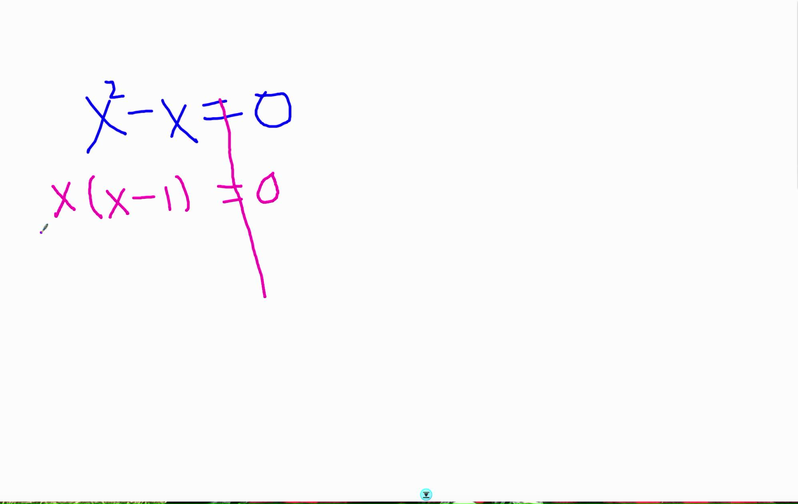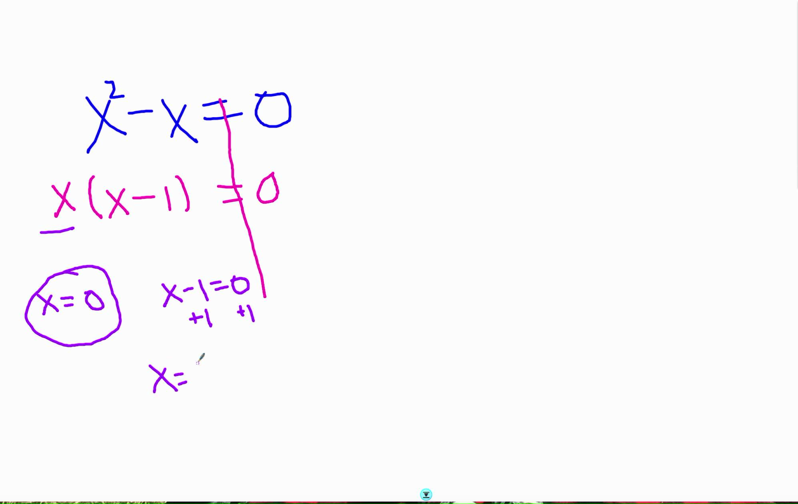So then I'm going to set each factor equal to 0. So I set x equal to 0. And then I set x minus 1 equal to 0. So when I set this x equal to 0, that gives me my first solution. X can equal 0, so there's my first solution. For the second part, I add 1 to both sides to isolate x, and I get x is 1. So I get x equals 0 and x equals 1.